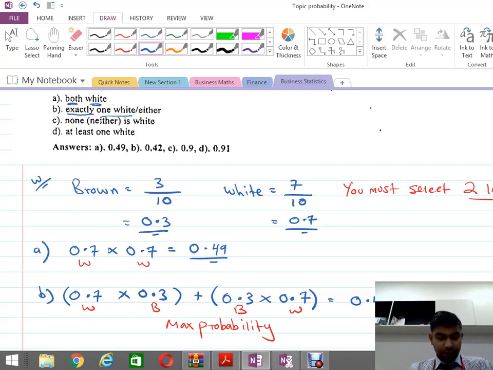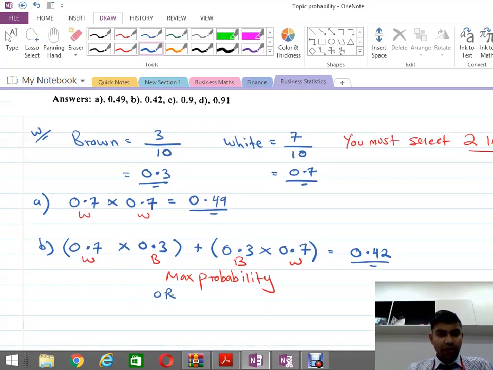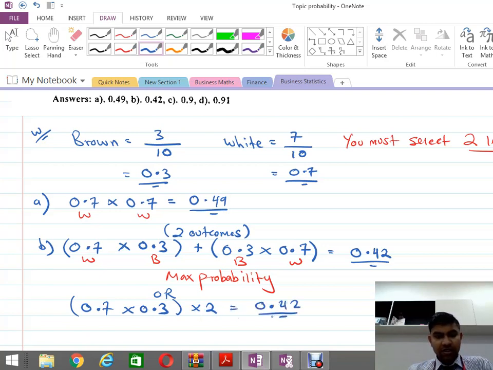Check. Are we okay, guys? So this is how you do it. Or if you're already an expert and you already know 0.7 and 0.3, and that there are only two outcomes, you can do it this way: 0.7 times 0.3 times 2, because there are only two outcomes. You will get the same answer. This is a shortcut. If you're an expert, you can do it this way.